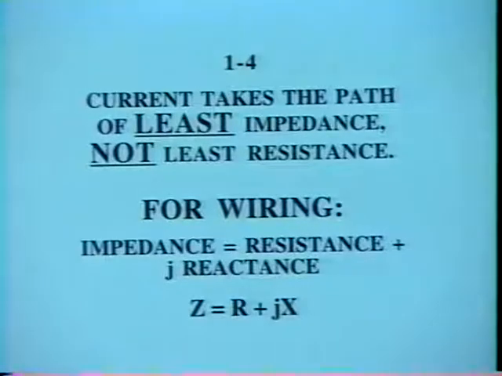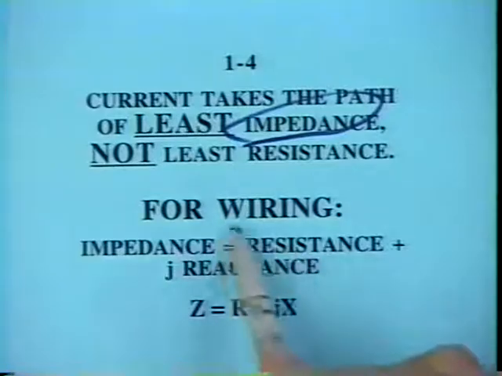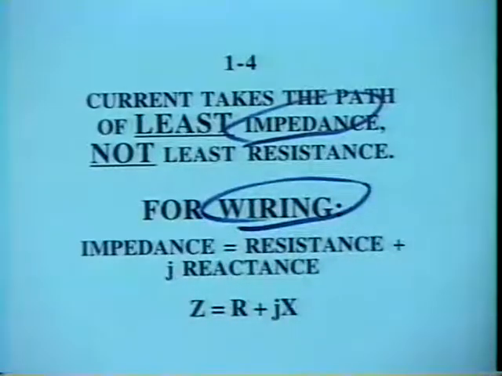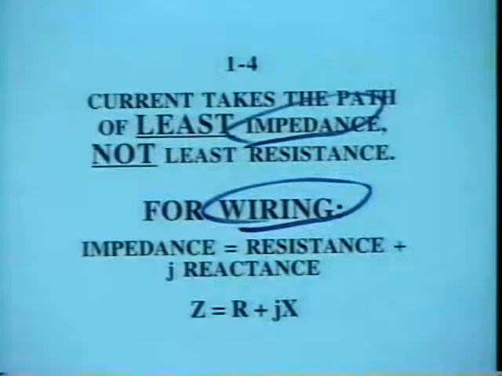Current actually takes the path of least impedance, not least resistance. Least resistance is a special case. We'll see in a moment that this is true primarily for low frequency, a few kilohertz or less. But for several kilohertz and more, higher frequencies, least resistance is not the correct idea. For wiring, which is mostly what we're going to be talking about, it doesn't matter much what it is. The wiring we're discussing could be the twisted pair, it could be a coaxial cable, it could be a ribbon cable, any kind of wiring. It really doesn't matter.